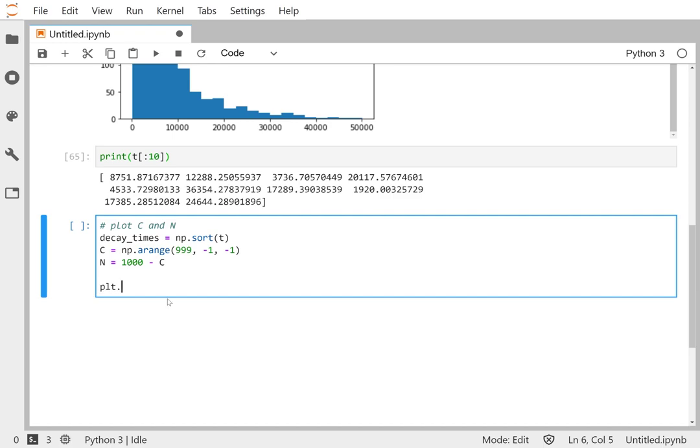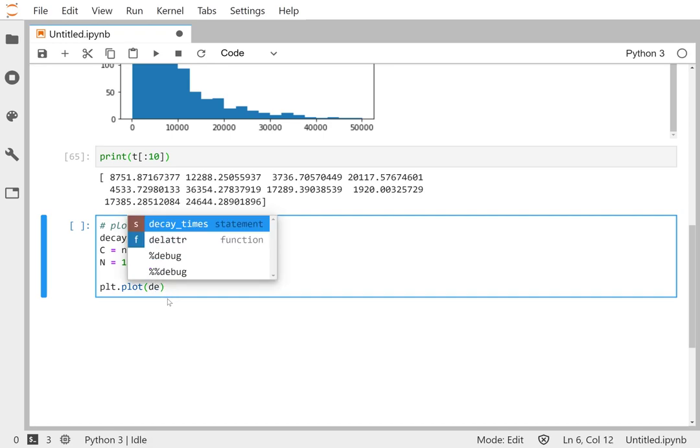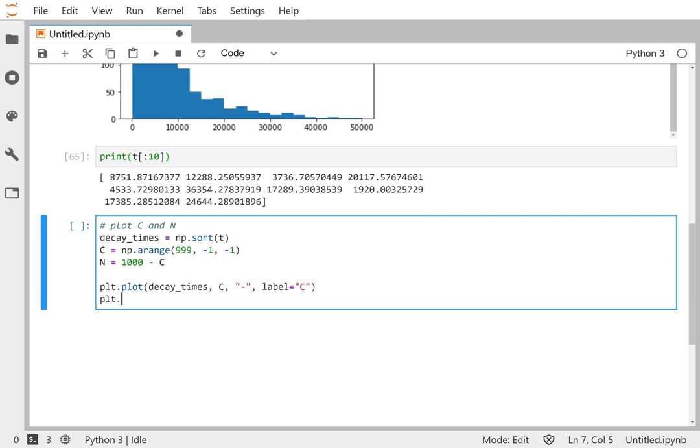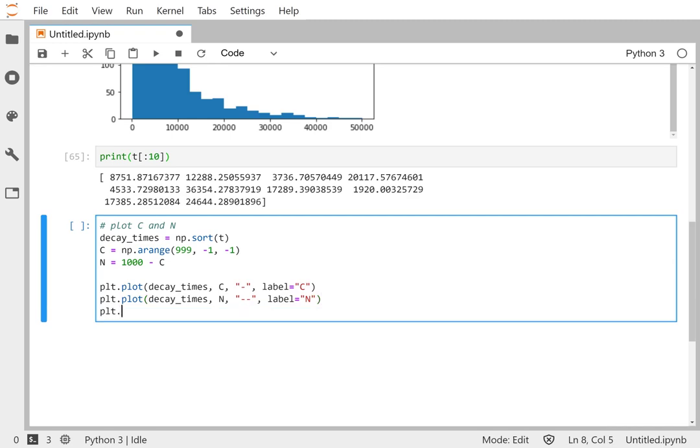Now let's look at the output. So we're going to make some plots. We'll plot decay times versus carbon, and let's make that a solid line. We can even give it a label, carbon. Plot decay times versus nitrogen, we'll make that a dashed line, and we'll give it the label nitrogen. We'll add a legend just to make it look nice.